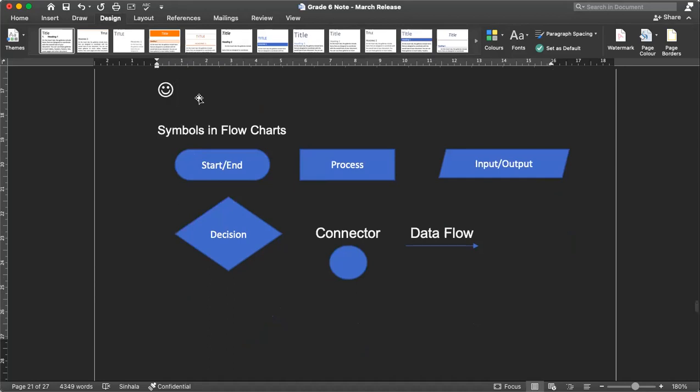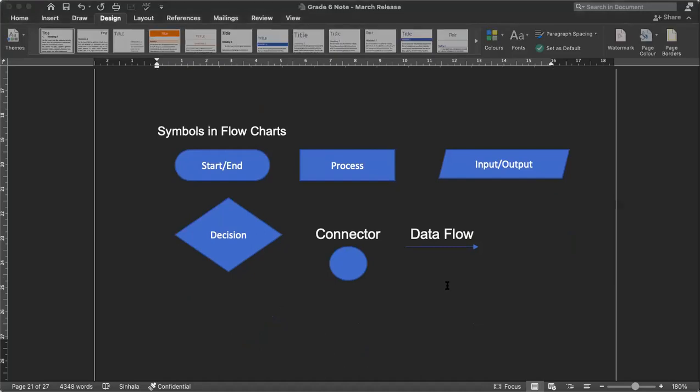So there is a set of symbols used for flow charts, and it's there in your book also. Actually, first of all, they show how to divide a problem. I'll tell you this after explaining the flow chart part, and these are the symbols.